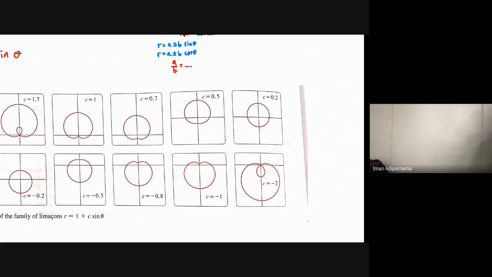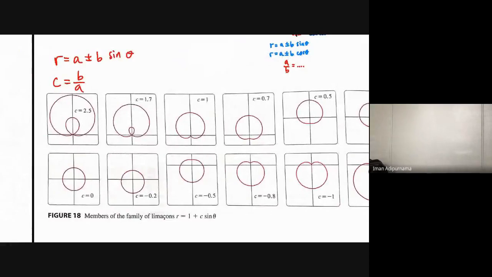We will get the circle when we have 0. Okay? Because when you have 0 here, it's just r equals 1. We have previously mentioned that if you have r equal to a constant, it will be a circle in polar curve, right? So this will be the circle, and then getting smaller, we make it negative. It will be turned to the previous limaçon, but it will move toward the negative part here.